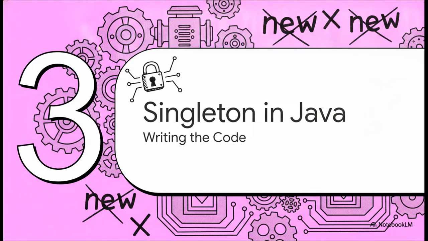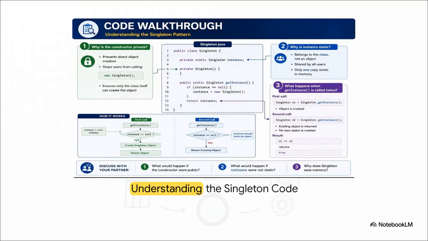Which brings us to Section 3, writing singletons in Java. Let's look under the hood and see how we actually prevent other developers from just spamming the new keyword. The absolute secret sauce of this implementation is a private constructor. By making the constructor private, we completely lock down the ability for anyone outside the class to just type new Singleton. They literally aren't allowed to do it. Then we pair that with a private static variable called instance.